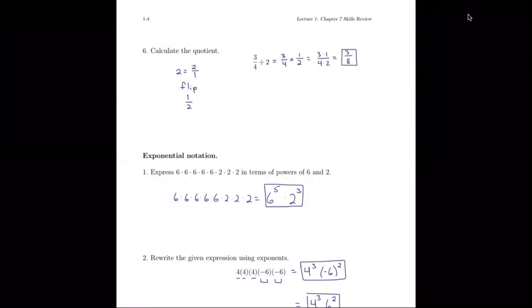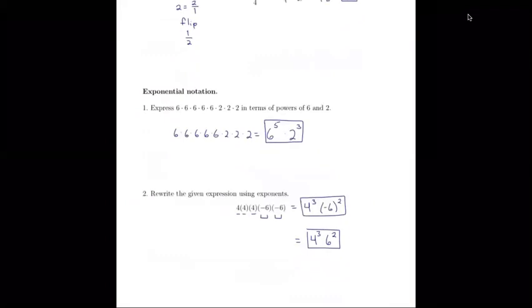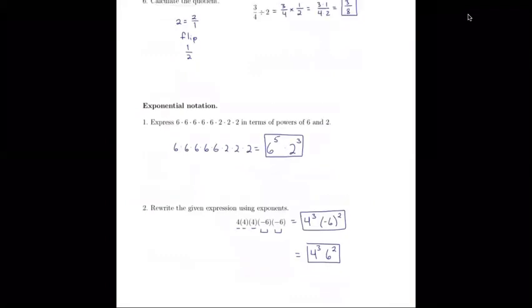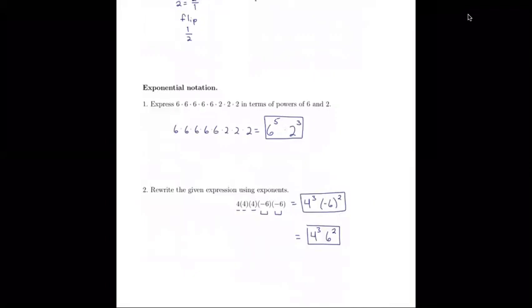Our last topic in the Chapter 7 skills problems is exponential notation. If we have factors of numbers and we have common factors, in other words, we have 5 copies of 6 here, and we have 3 factors of 2 in this expression, we can write this in terms of powers of 6 and 2. The question is asking us to express this product, this multiplication, in terms of powers of 6 and 2. It's not asking what the answer or the value is. Don't calculate it, just rewrite it.